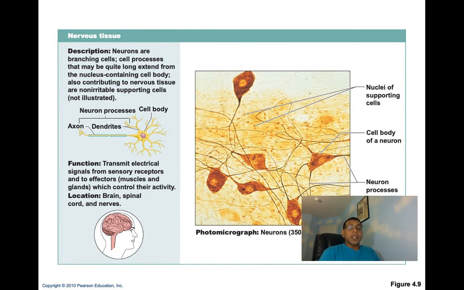Let's talk then nervous tissue. When we talk nervous tissue, it is going to be made up of neurons. Neurons are going to be branching cells. They have these cell processes that can be quite long, and they extend from the nucleus-containing cell body, as you see. Also contributing to nervous tissue are non-irritable supporting cells, and you can see their nuclei here.